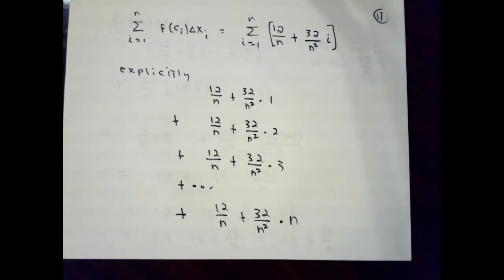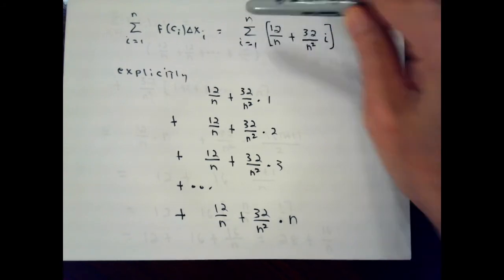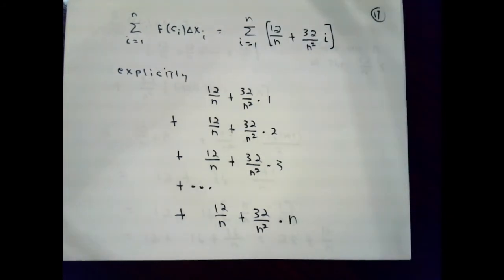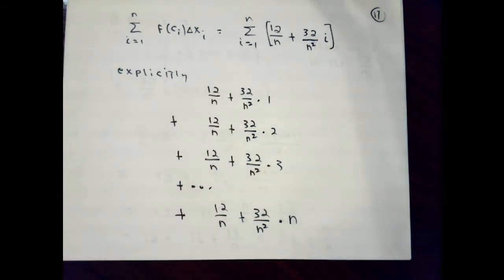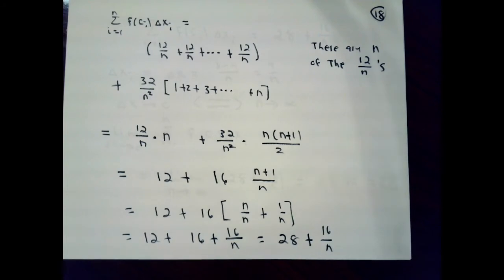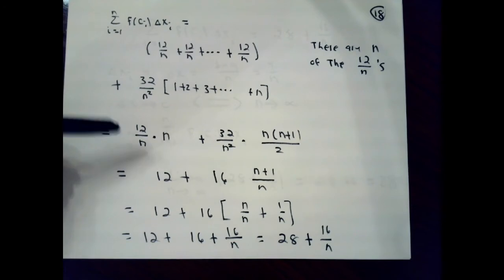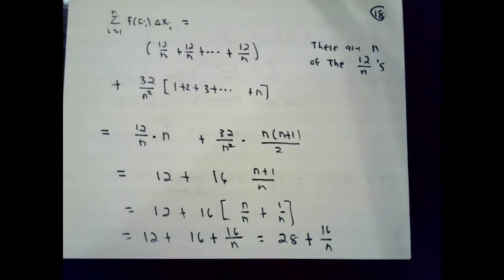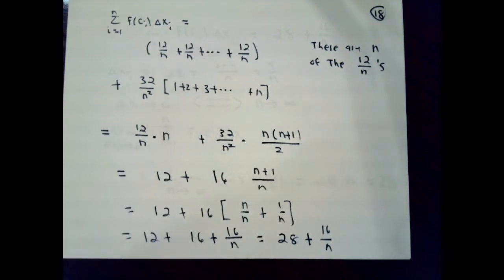You see, you don't have just one term of 12 over n. You have a whole bunch of them. You have as many terms 12 over n as there are indexes that I'm adding up. So if I want to group things together, I'll group all of these things together and all of those things together. There are n of these things, and then when I add up the rest of it, it's 32 over n squared times 1 plus 2 plus 3 out to plus n.